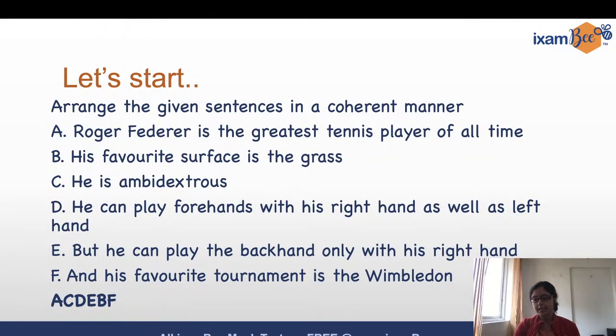Look at Roger Federer. See, the first sentence tells us about Roger Federer. And the next sentences will use the pronoun his. So obviously, B, C, D cannot be your first sentence. So by the process of elimination, the moment you identify the noun and the pronoun, that will help you to eliminate all the unnecessary, the irrelevant, the incorrect sentences. Right?